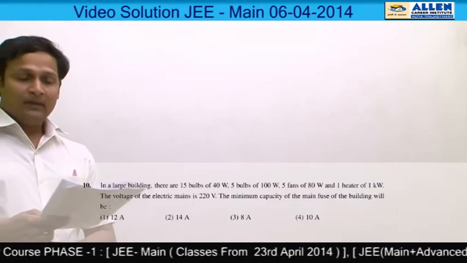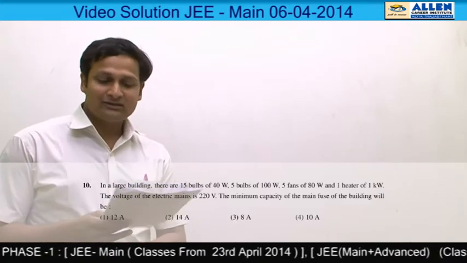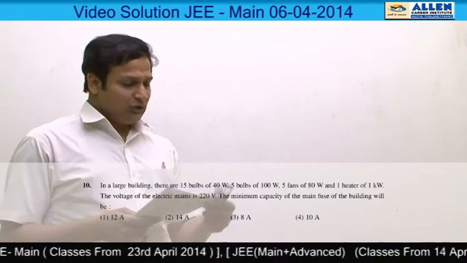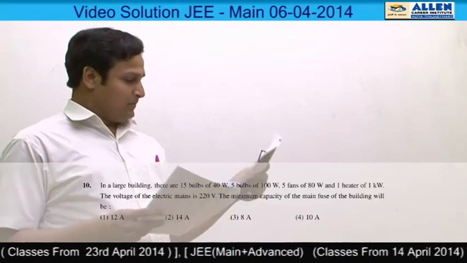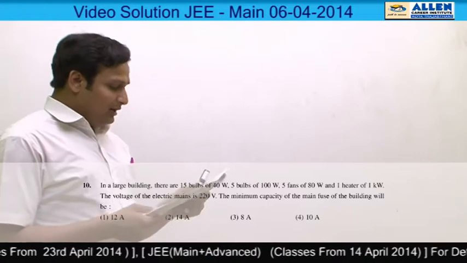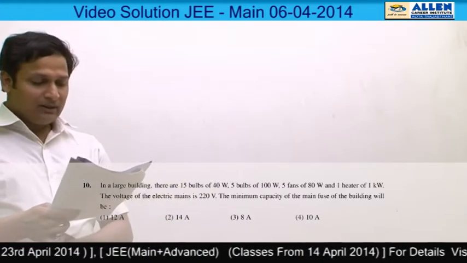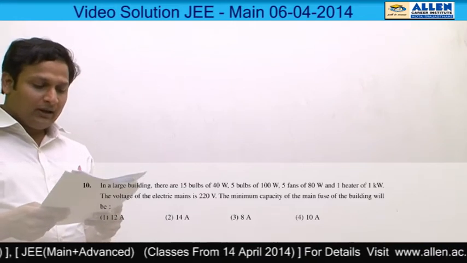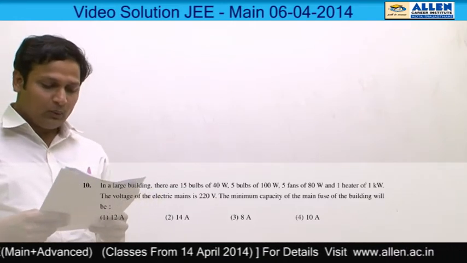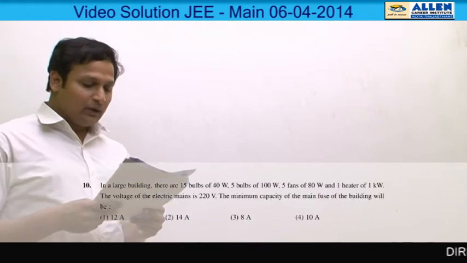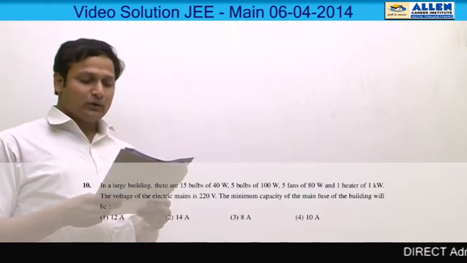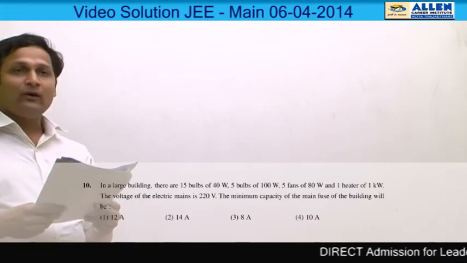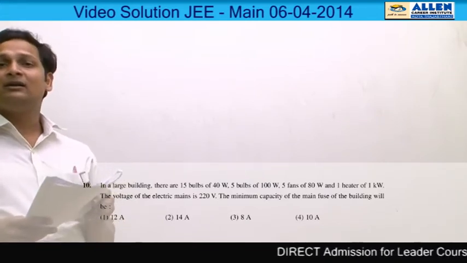Question number 10. The basic theme behind question number 10 is electrical power consumed by electrical equipments. So this question is a practical life situation. In a large building, there are 15 bulbs of 40 watt, 5 bulbs of 100 watt, 5 fans of 80 watt and 1 heater of 1 kilowatt. The voltage of electric mains is 220 volt. We have to find the minimum capacity of the main fuse of the building. Basically, we have to find the current in the main fuse.